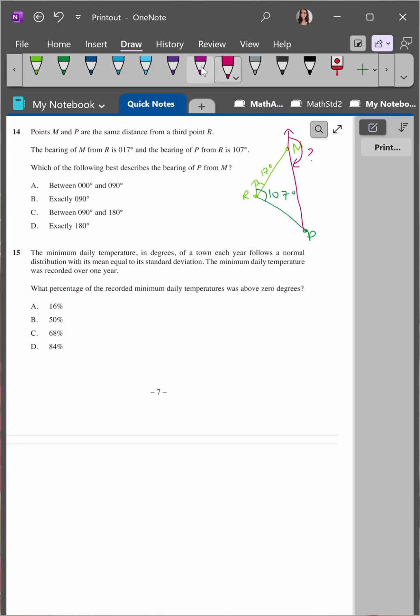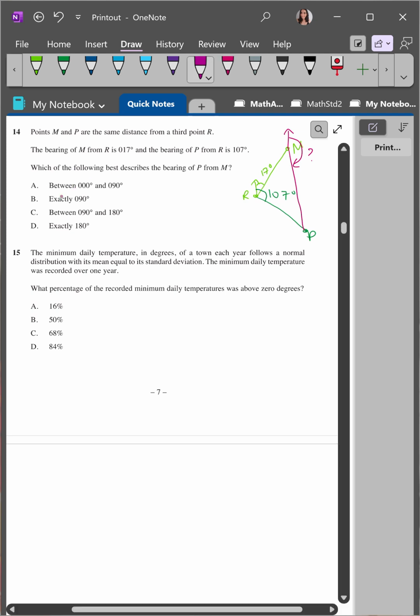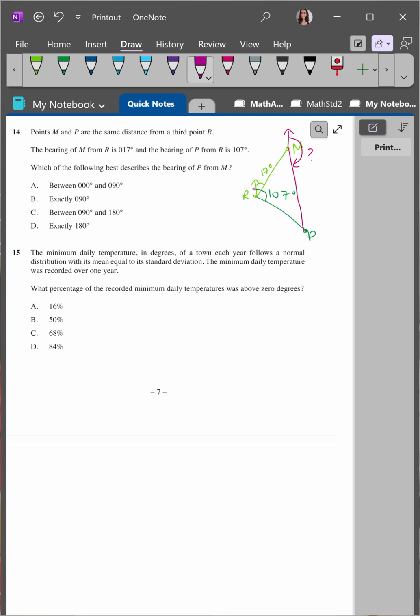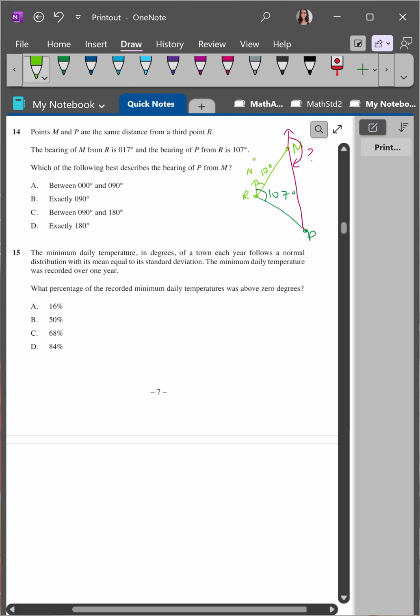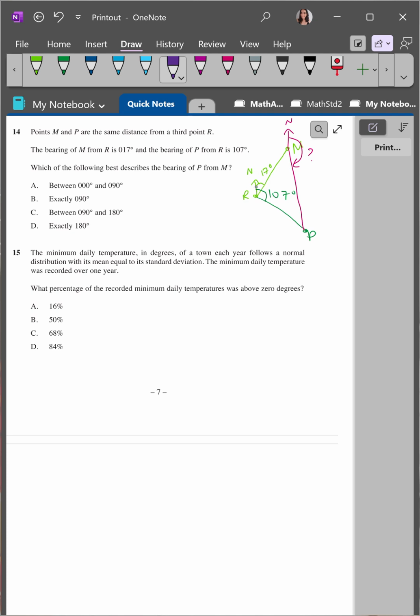Now, how can we determine which section it's in? So one thing we can look at is that these two norths, so the north at R and then the north at M, are parallel lines. So if this is 17, well, this angle is going to be 180 minus 17, which is 163.